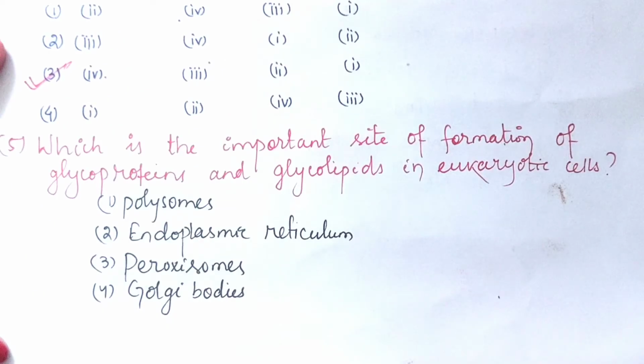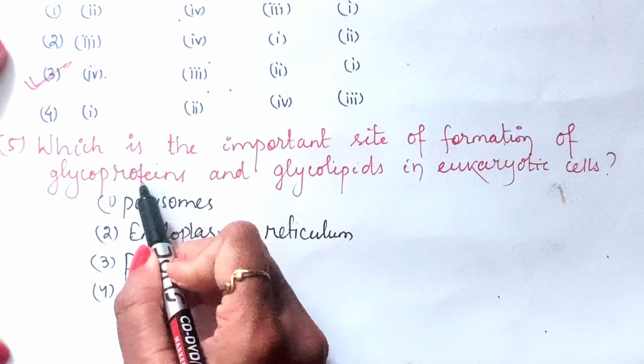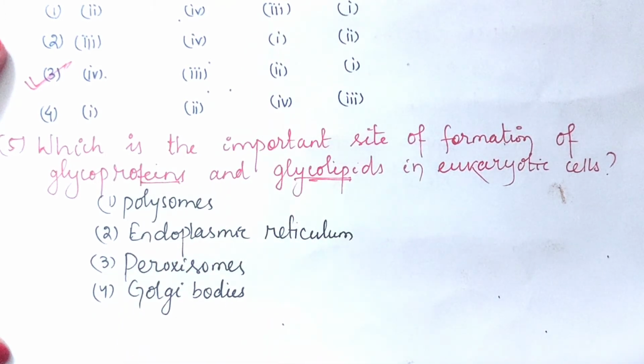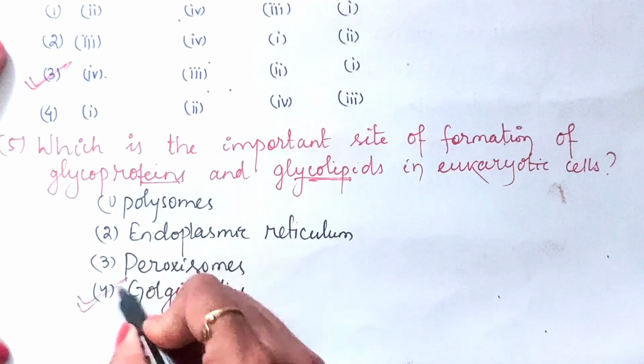Then the next question, which is the important site of formation of glycoproteins and glycolipids in eukaryotic cells? Option 1 polysomes, option 2 endoplasmic reticulum, option 3 peroxisome and option 4 Golgi bodies. Golgi bodies help in the processing and packaging of proteins and lipid molecules, especially proteins. So it is important site for the formation of glycoproteins and glycolipids. So option 4 is the correct answer.